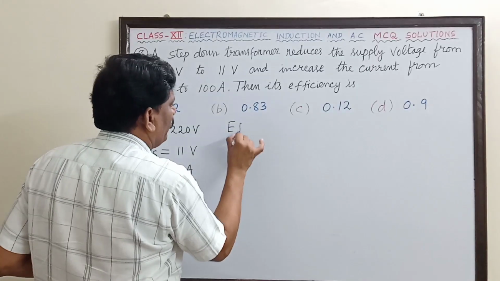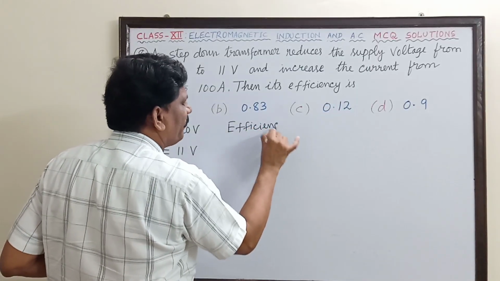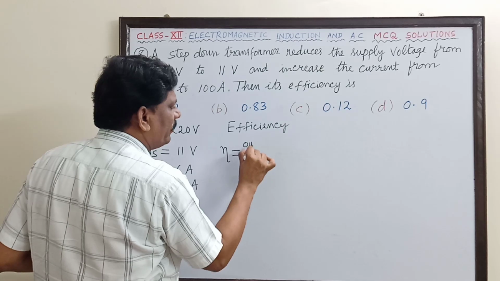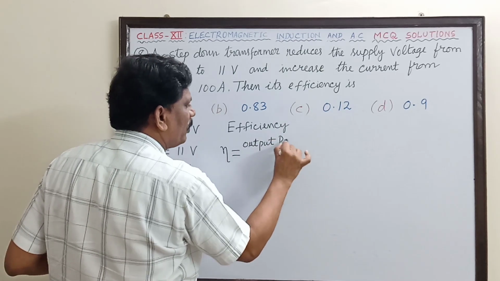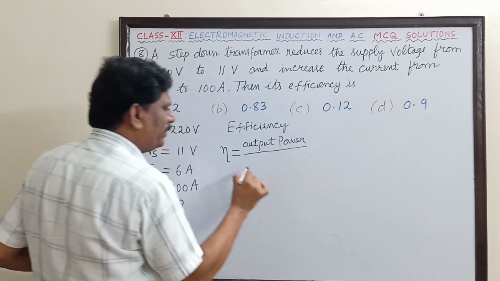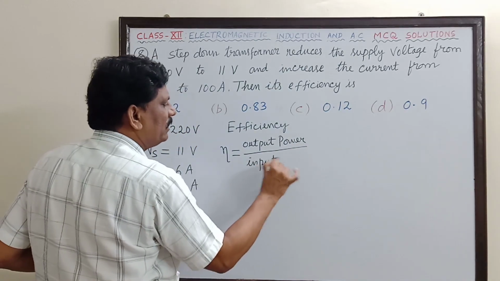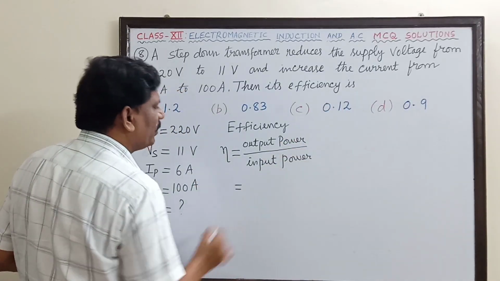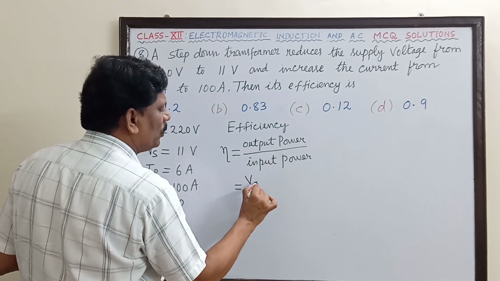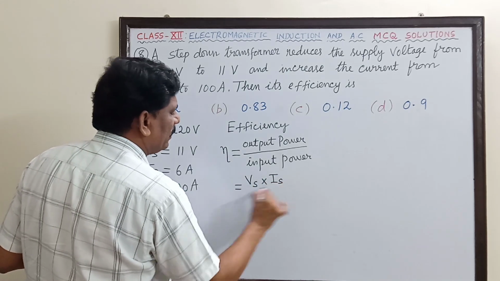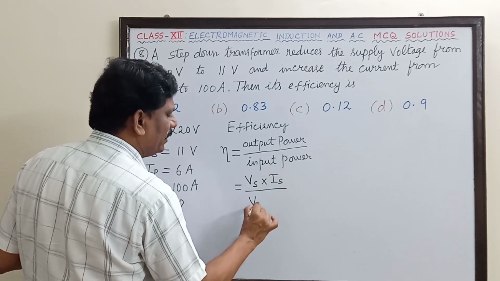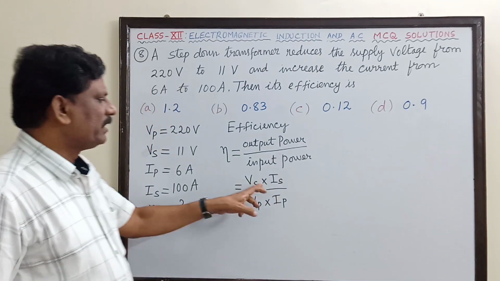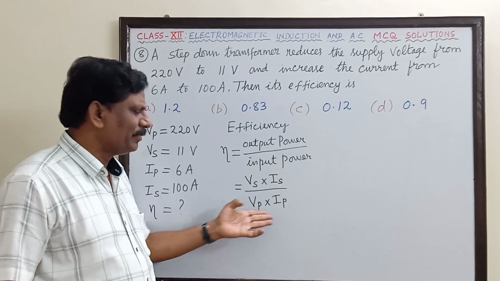Now, what is the expression for the efficiency of a transformer? Eta is equal to output power divided by input power. If you multiply this by 100, you will get percentage efficiency; if not, you will get it in decimals. So this is equal to output power, which is output voltage into output current, divided by input power, which is input voltage into input current. The output terminals are the secondary terminals and the input terminals are the primary terminals.